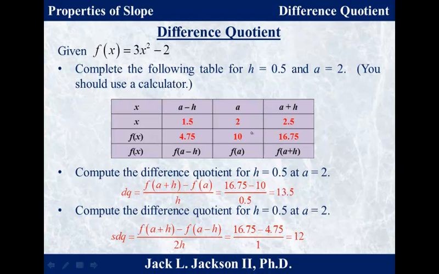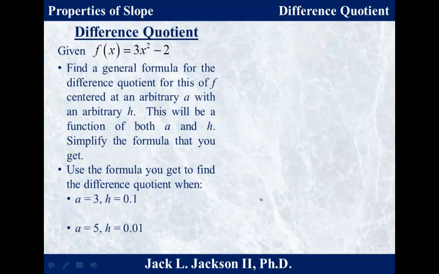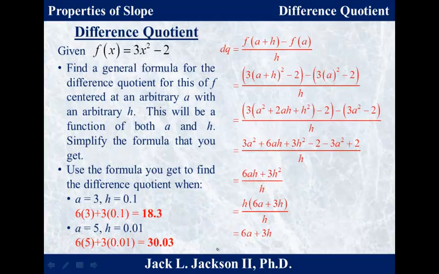Okay? And then h is 0.5. 3 times 0.5 is 1.5. 12 plus 1.5 is, sure enough, the 13.5 that we found here. So if we want to do it for a equals 3 and h equals 0.1, we just plug in 3 and 0.1 here. 6 times 3 is 18. 3 times 0.1 is 0.3, so that's 18.3.